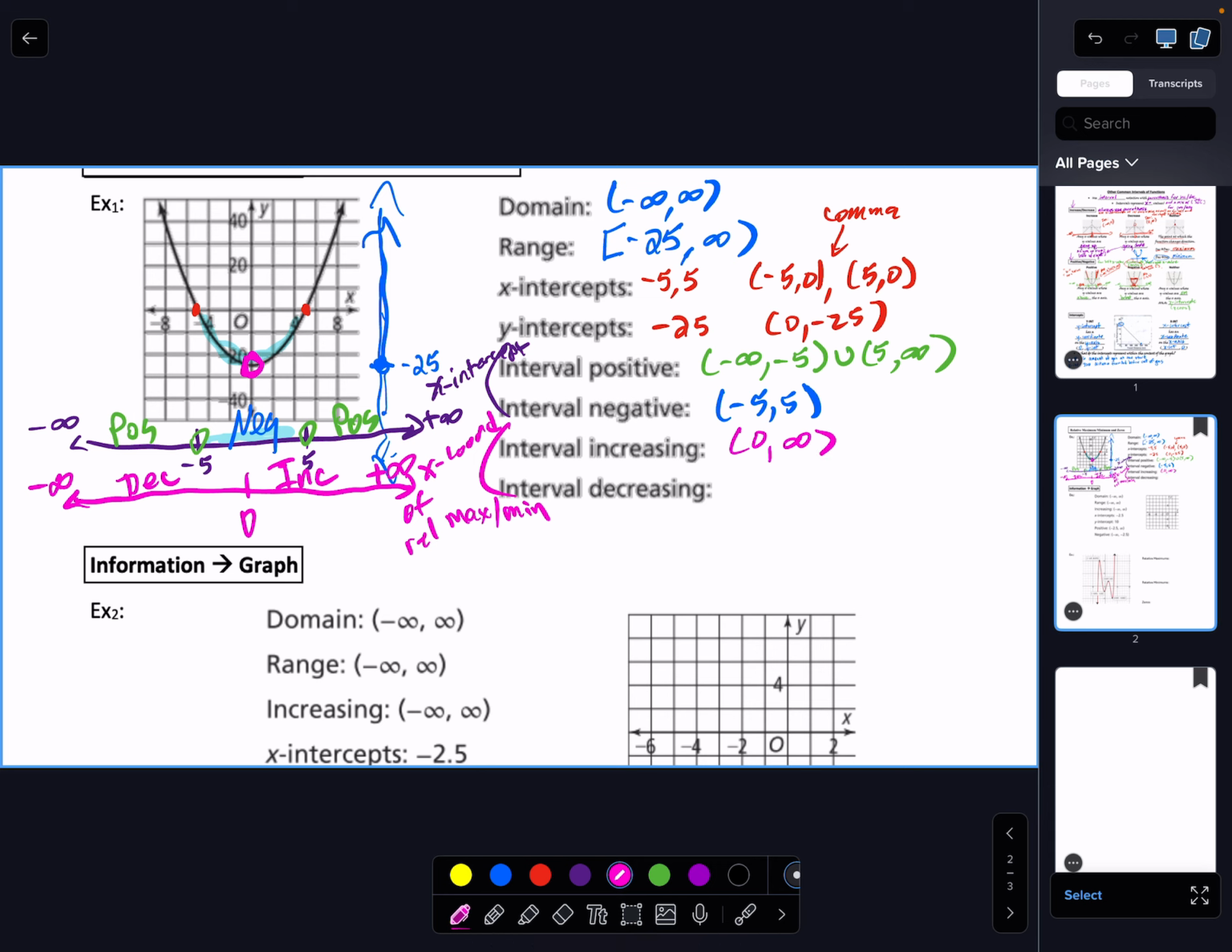And on increasing and decreasing, always parentheses. There's never a bracket for increasing, decreasing. The interval where it's decreasing is negative infinity to 0. Again, the negative infinity must be on the left.